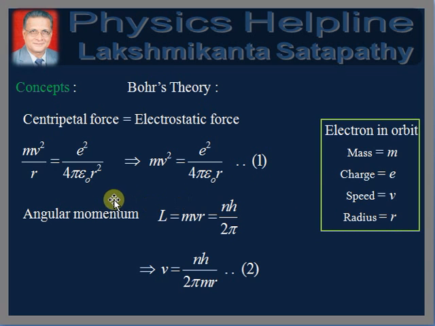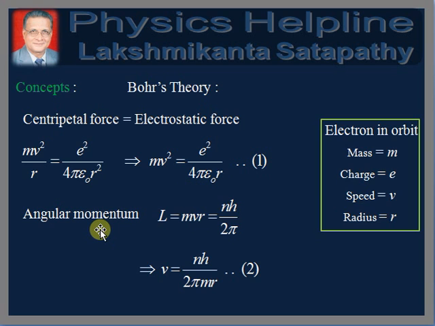For circular motion, the necessary centripetal force in this case is provided by the electrostatic force of attraction between the nucleus and the electron. Therefore, we write mv square by r is equal to e square by 4 pi epsilon 0 r square, which gives mv square is equal to e square divided by 4 pi epsilon 0 r.